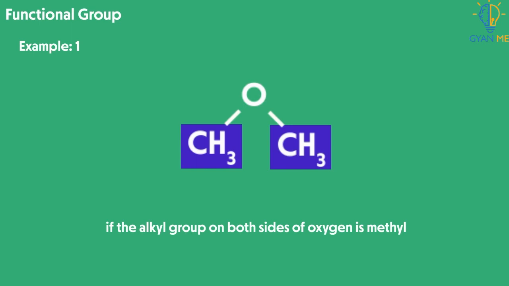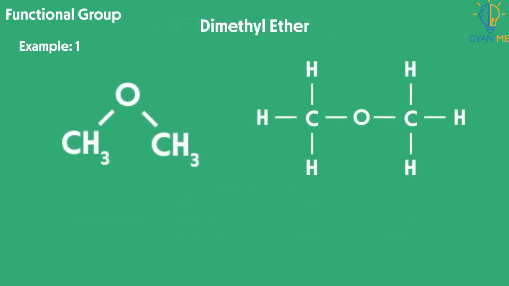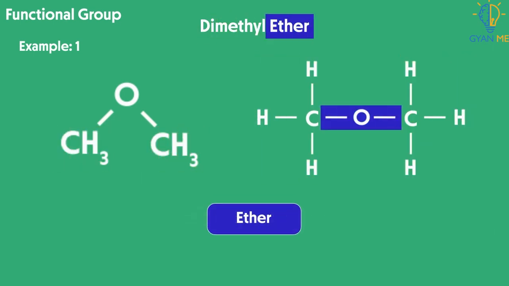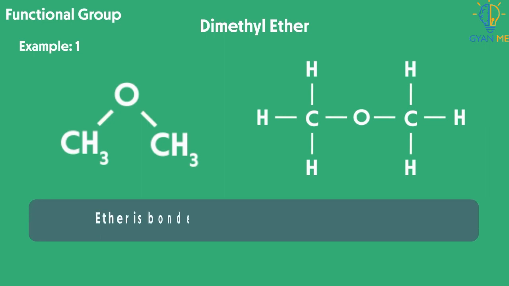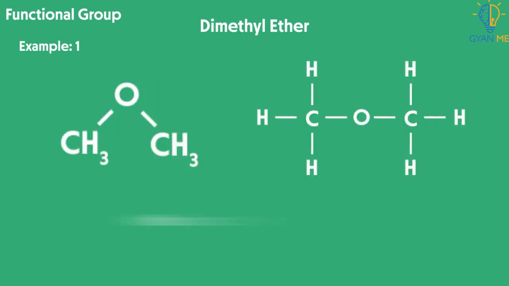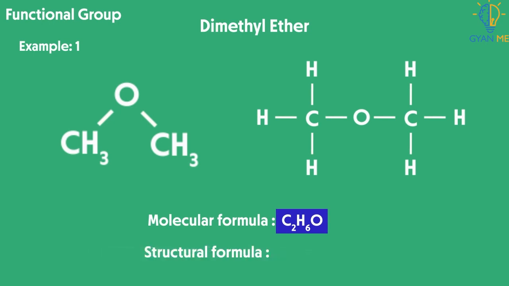Say for example, if the alkyl group on both the sides of oxygen is methyl, that is CH3, then the new compound is dimethyl ether. Di means 2, methyl is the alkyl group and ether is the functional group. This means this ether is bonded to 2 same alkyl groups on either side. Its formula is C2H6O.